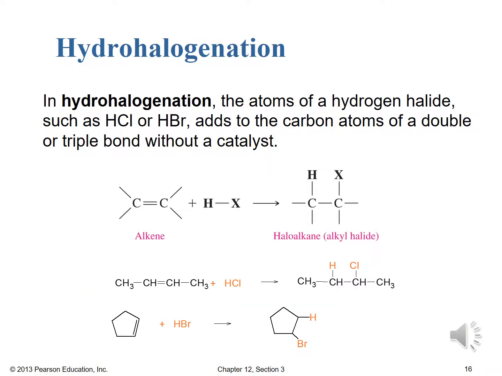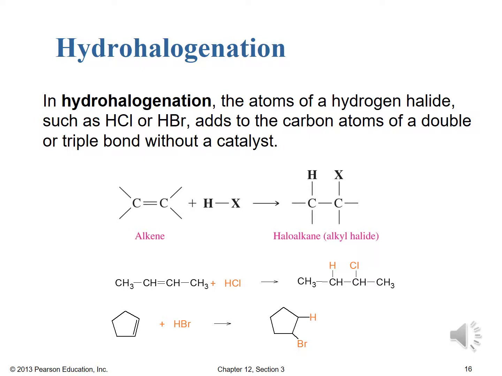Okay, so now that we've discussed hydrogenation and halogenation, let's talk about hydrohalogenation. So in hydrohalogenation, we get the atoms of a hydrogen halide, such as HCl or HBr, and again, it's usually the gas that we're dealing with. These add to the carbon atoms of a double bond or a triple bond, also without a catalyst. These are also reactive gases, just like the halogens themselves, and so unlike hydrogen, which did require platinum or palladium or nickel as a catalyst, we don't need a catalyst here to get these reactions to go forward.